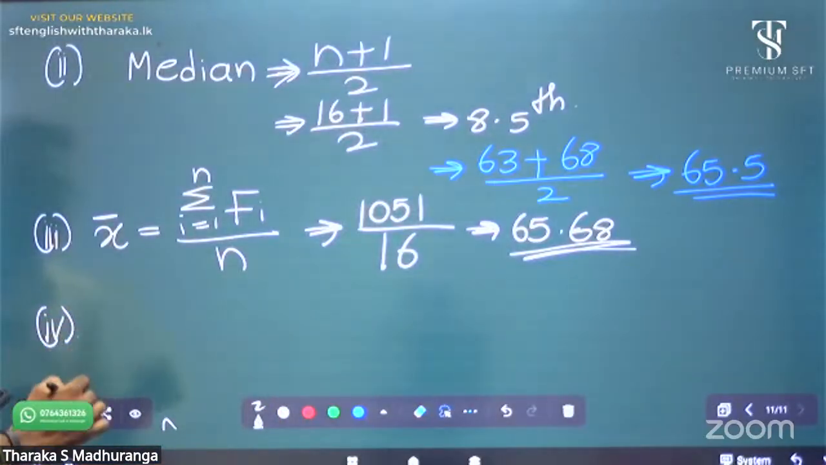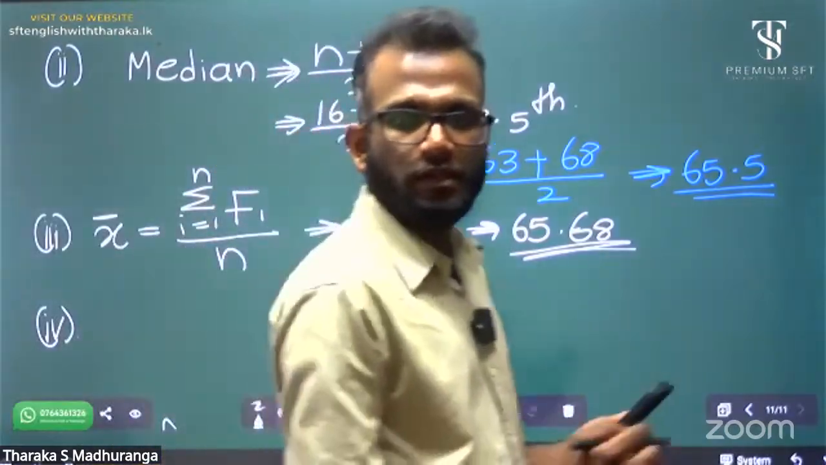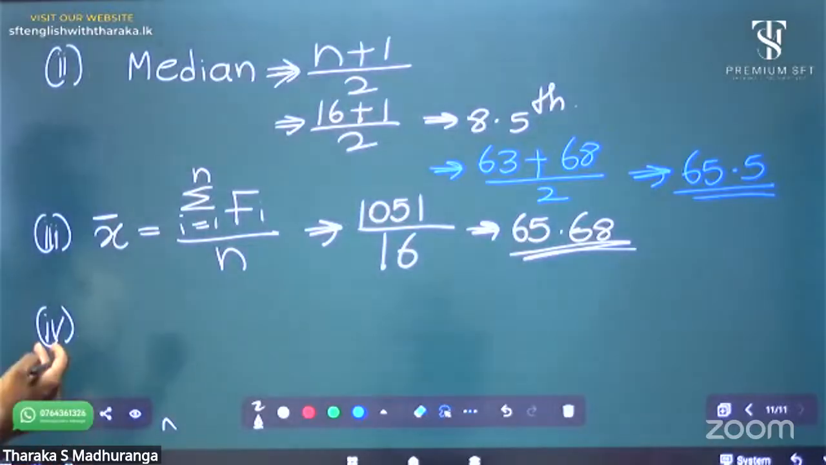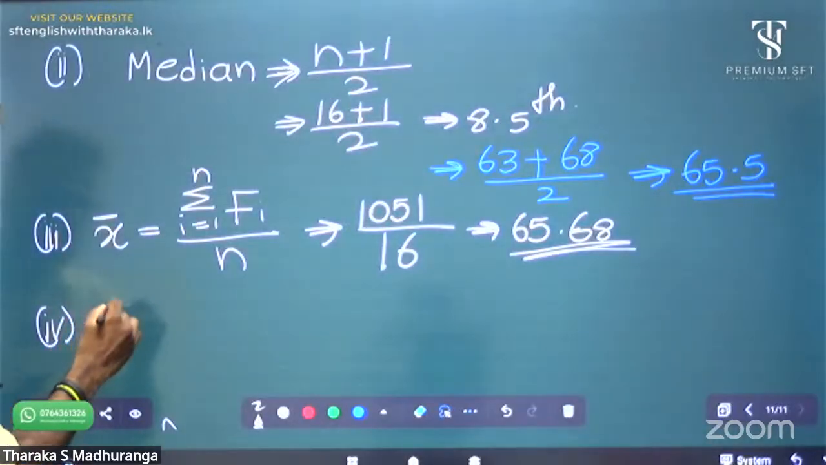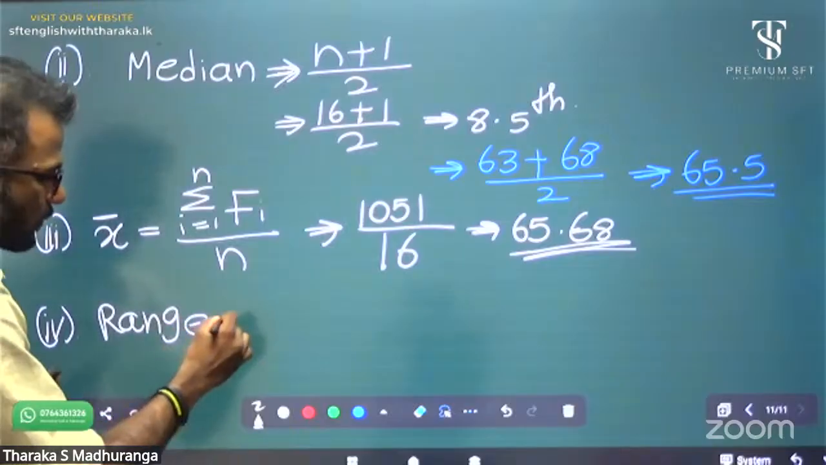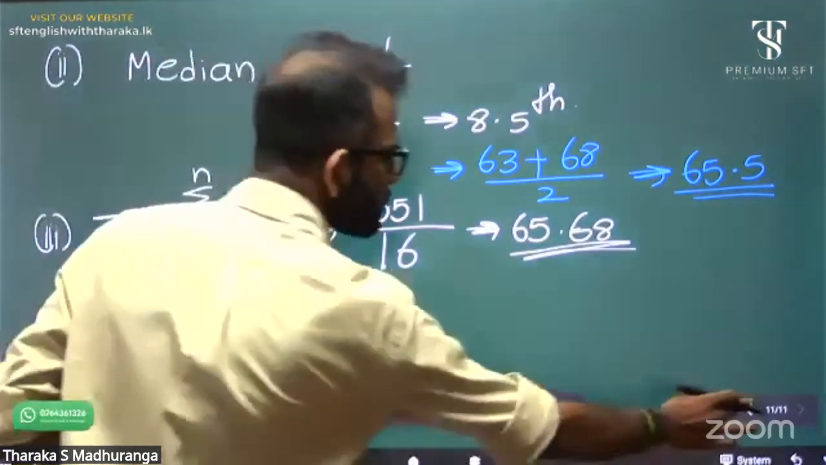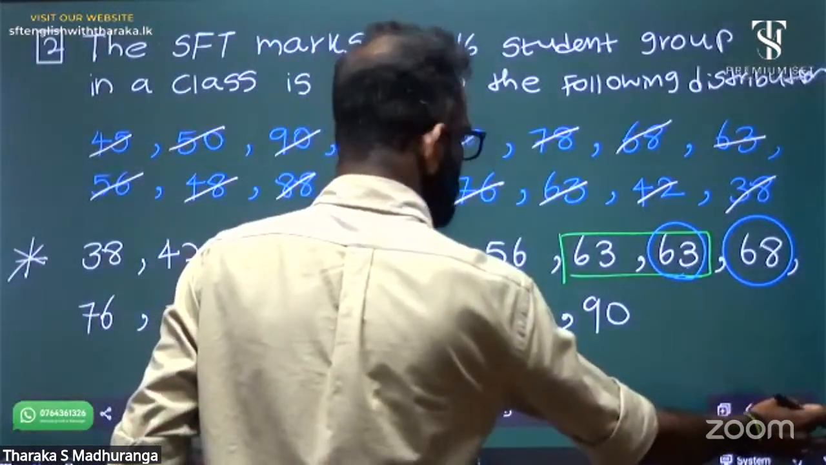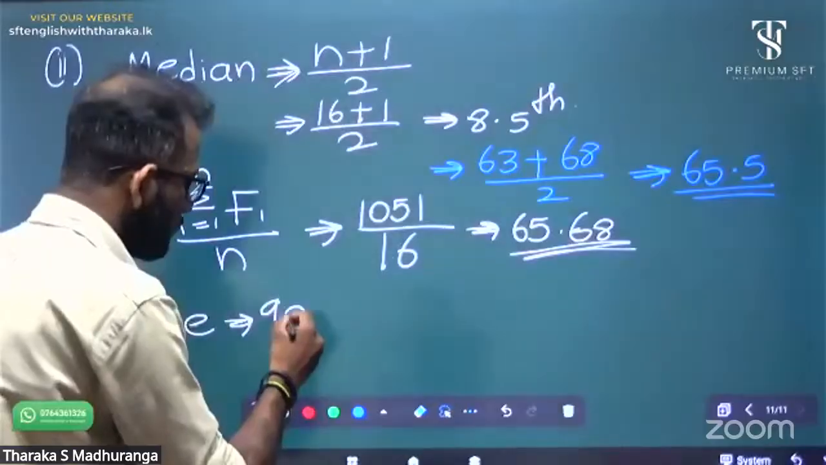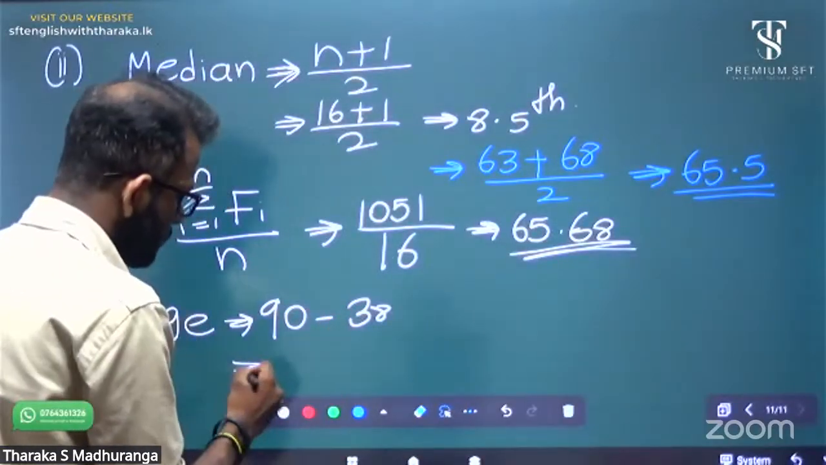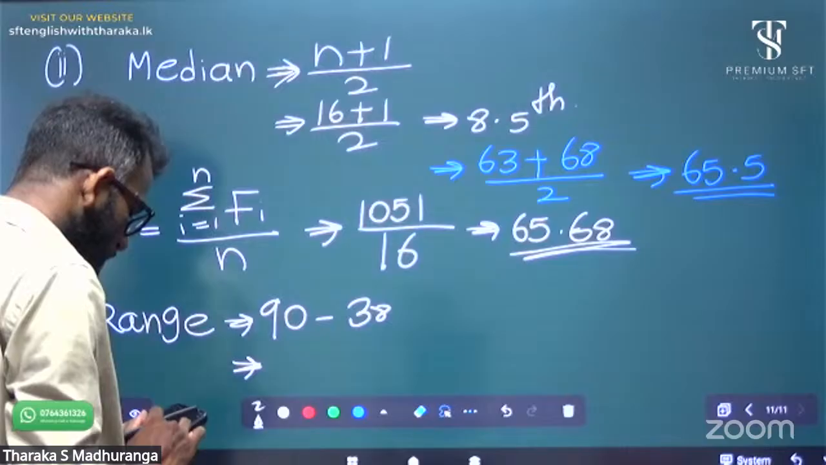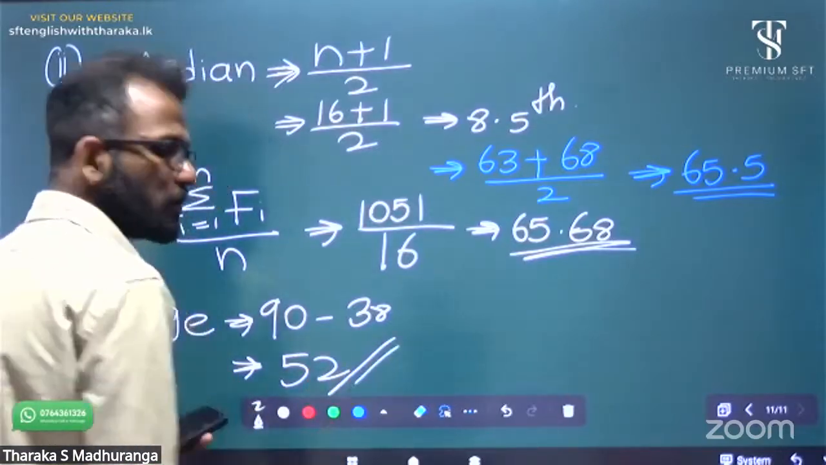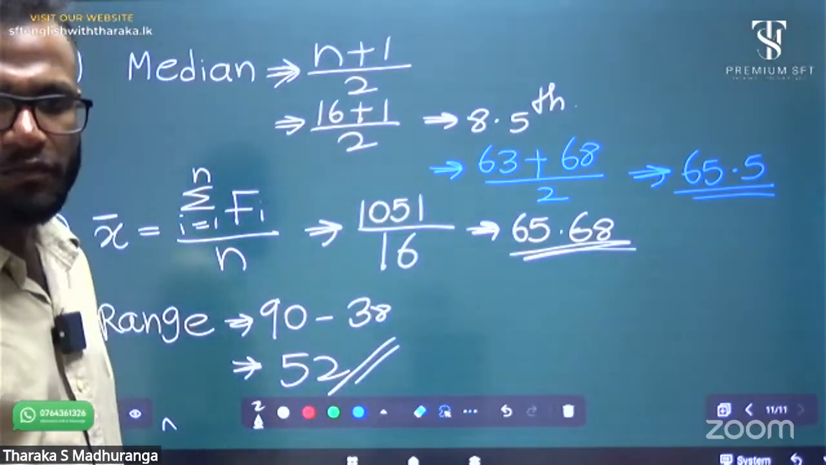Fourth one. What's the fourth answer? Fourth question, range. Okay, range is easy. How to calculate the range? 90 minus 38. How to calculate 90 minus 38? It's 52. 52 is the range.